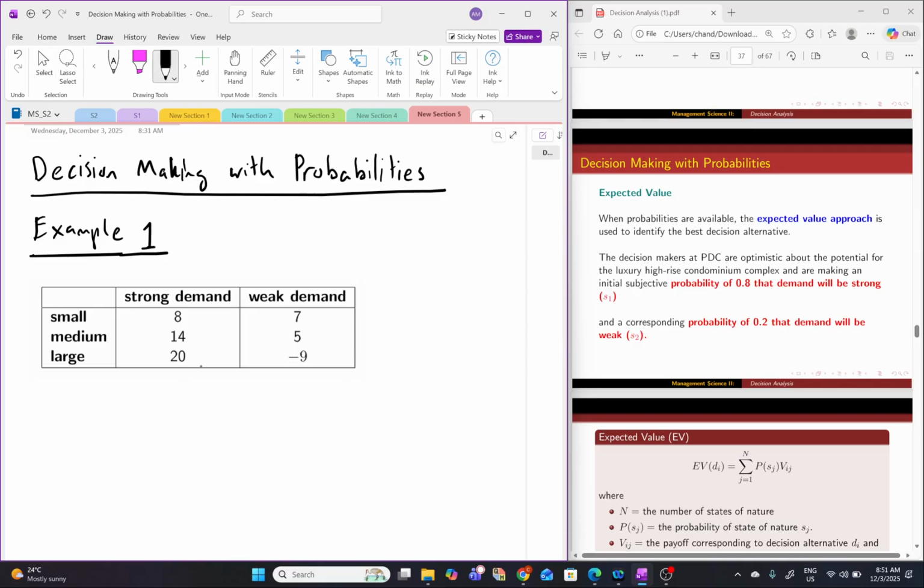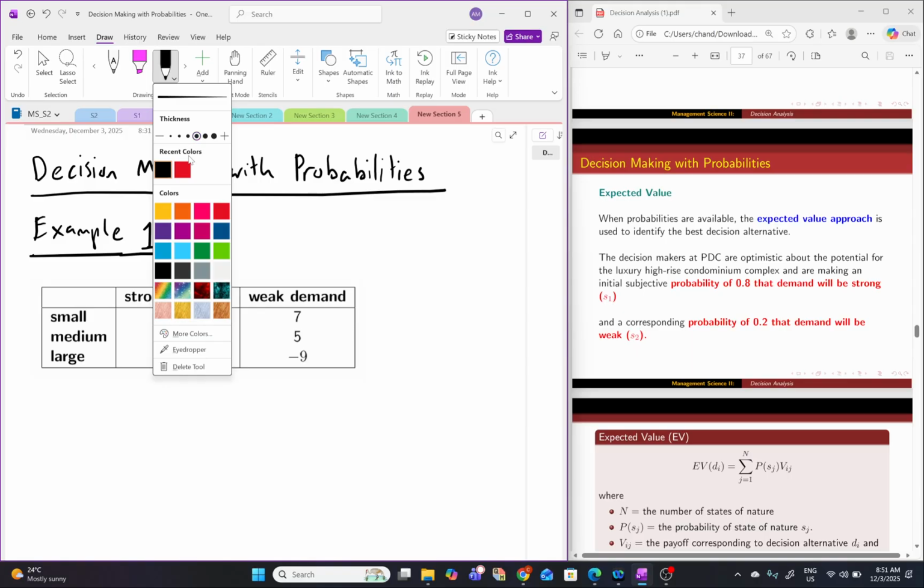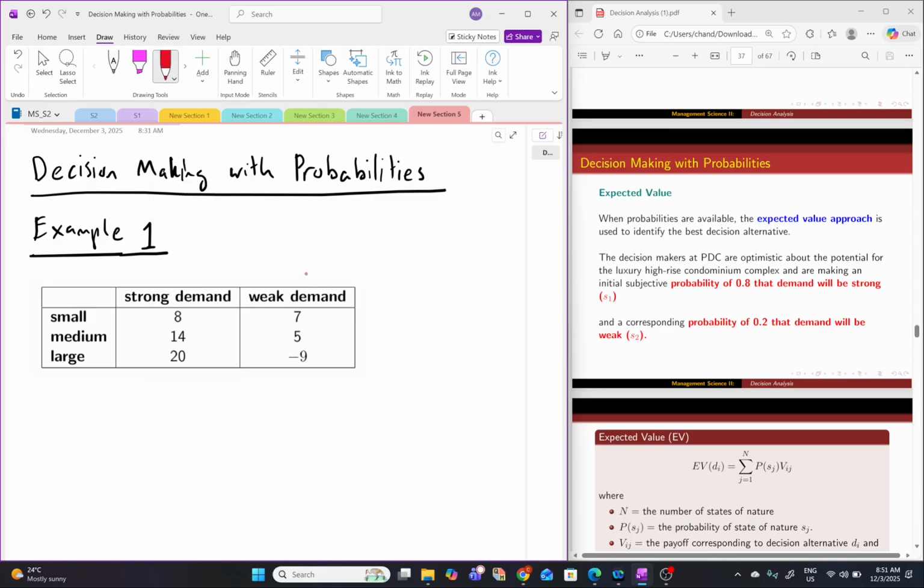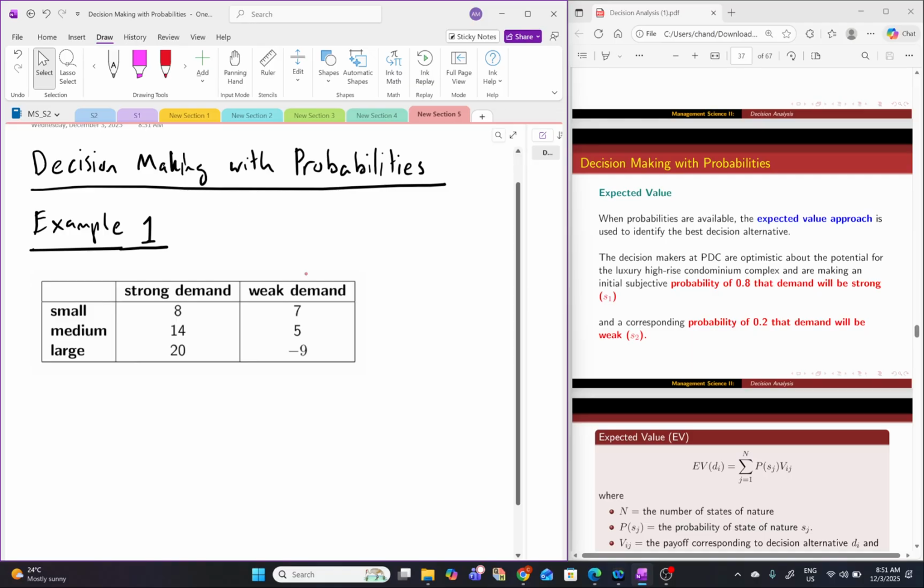Now, a company, okay, this table is from a company. A construction company, diorang nak buat, they're going to construct small, medium and large condominium. When they want to do this condominium, they find out that there are two kinds of demand. One is strong demand, another one is weak demand.